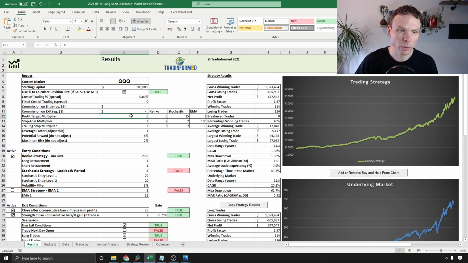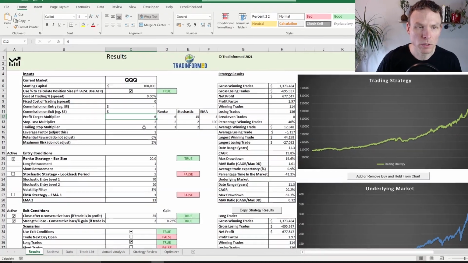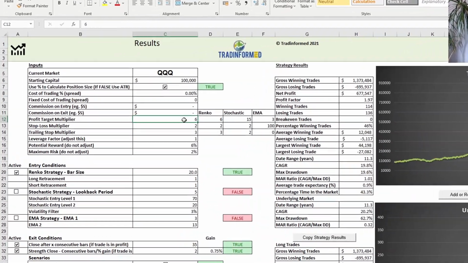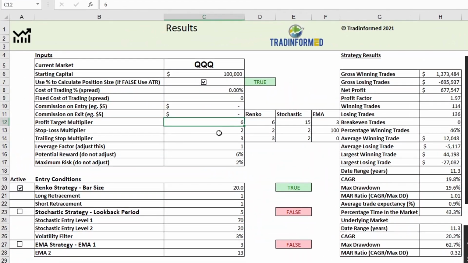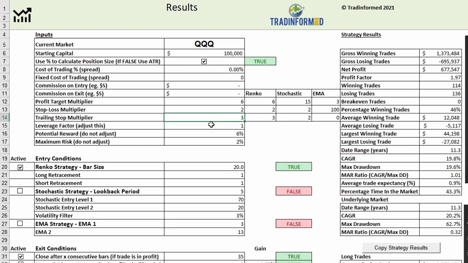Now we can also adjust the profit target. So I'm using a fairly tight profit target of just 6%, a tighter stop loss of 2%, and a trailing stop, a chandelier style trailing stop of 3%.